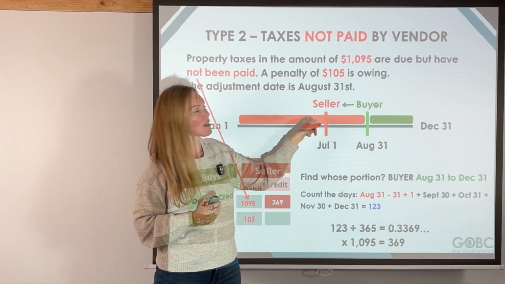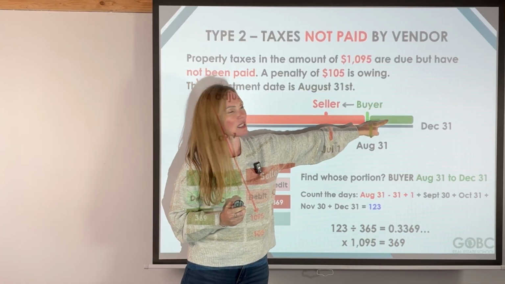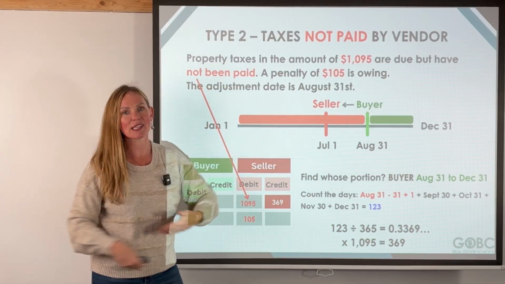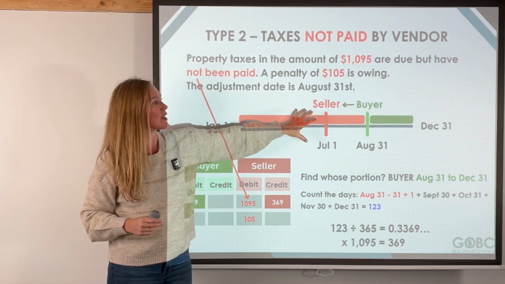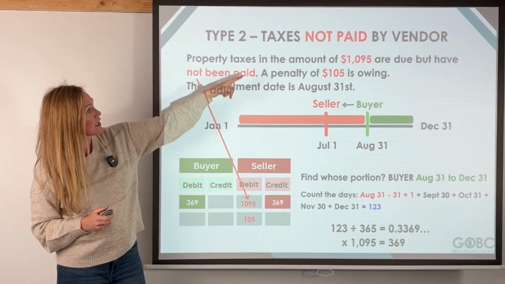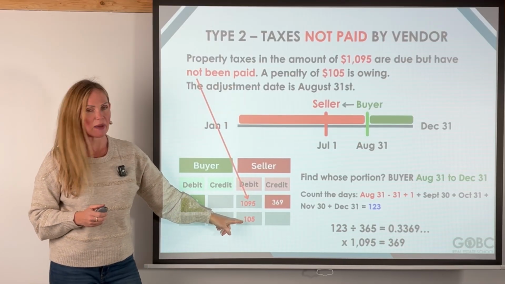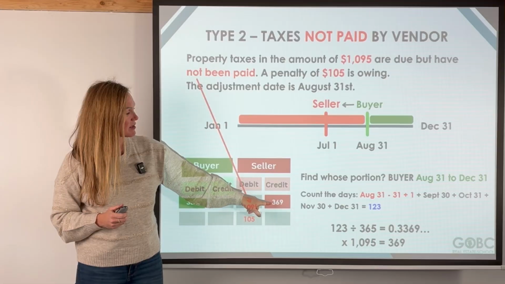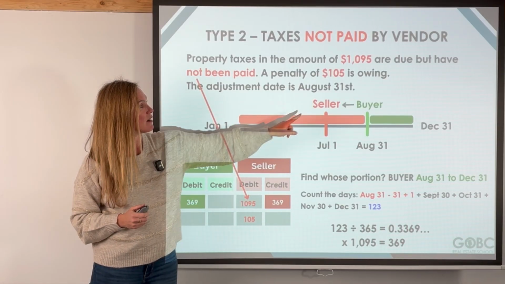That means he needs to pay that to the seller. So that means it's going to be a debit to the buyer because the money is leaving his bank account, and it will be a credit to the seller. So even though the seller is still responsible to pay all these taxes and the penalty, he's still going to receive that credit of $369 from the buyer.